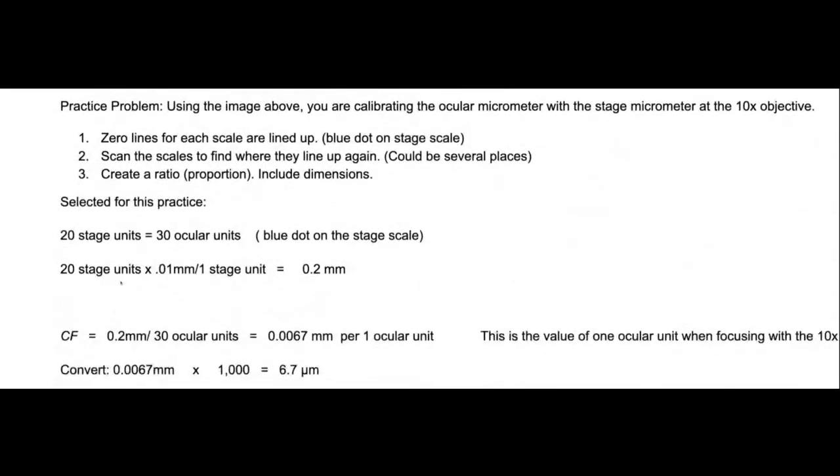So if we want to figure out how many millimeters are in one ocular unit, then we essentially divide that distance, that 0.2 millimeters, by 30. And what that means is 0.00067 millimeters are in one ocular unit.